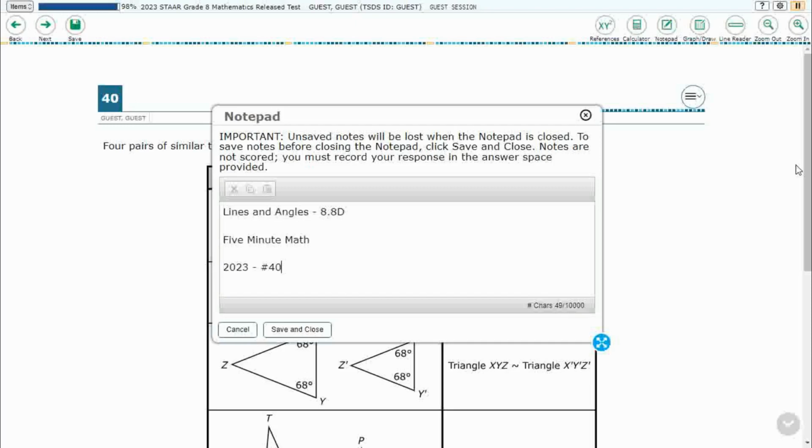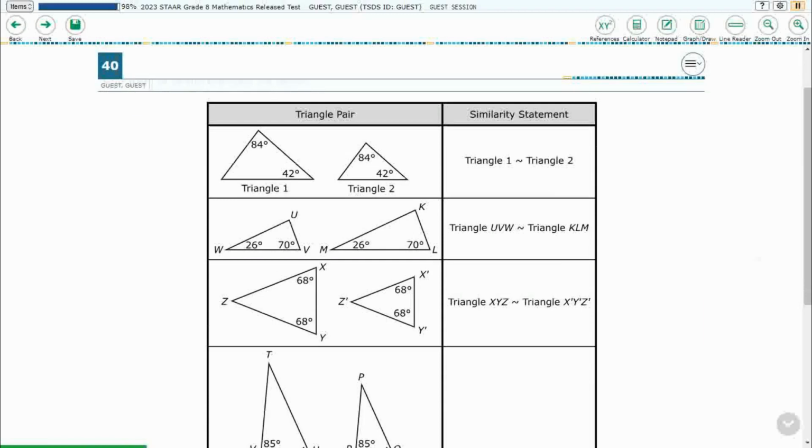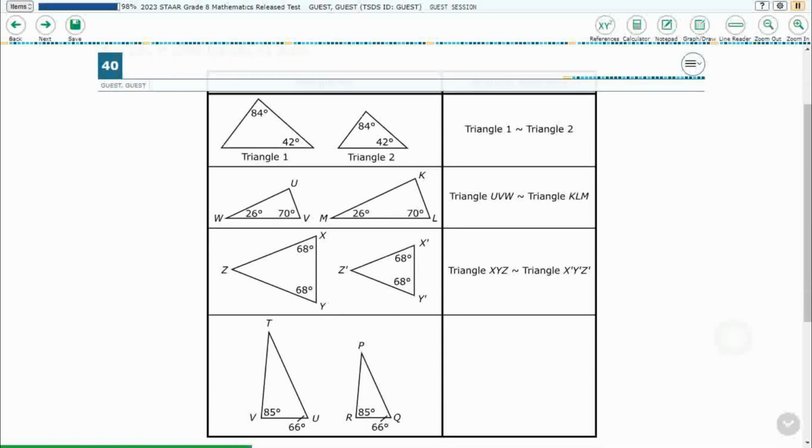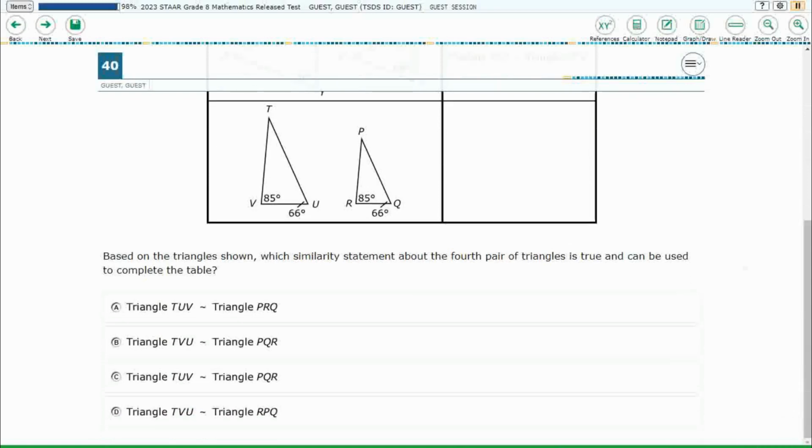Today we are looking at the 8th grade concept of lines and angles. This is standard 8.8D in the great state of Texas. We are using item number 40 of the 2023 released STAAR test. If you haven't done so already, please go ahead and take a moment to pause the video, work this problem out on your own, unpause it, and we will look at our answers together.